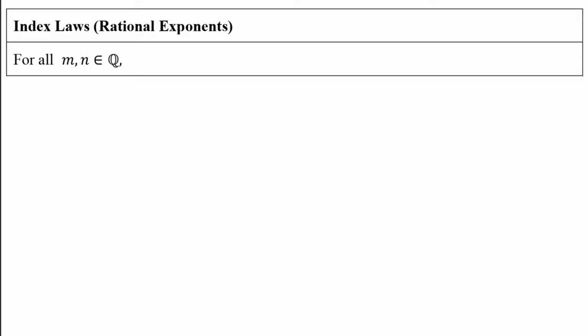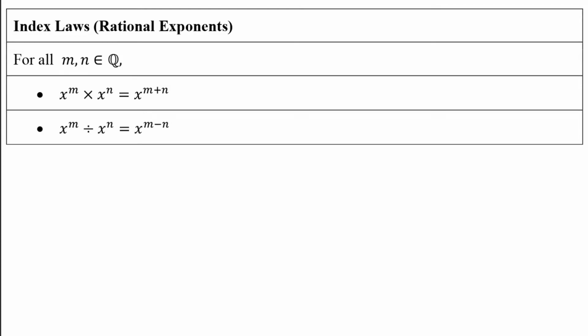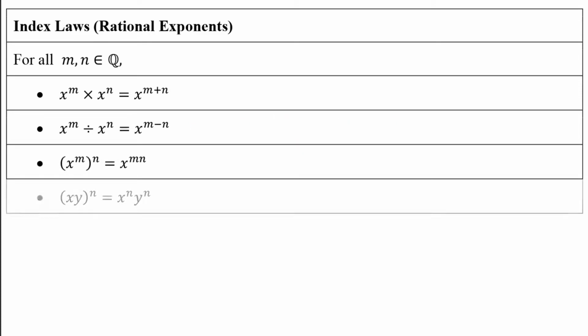In other words, we will have that x to the m times x to the n is x to the m plus n, that x to the m divided by x to the n is x to the m minus n, that x to the m to the n is x to the m times n, and that xy to the n is x to the n y to the n.